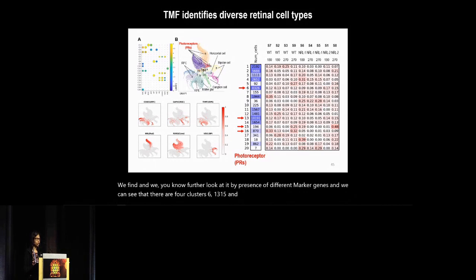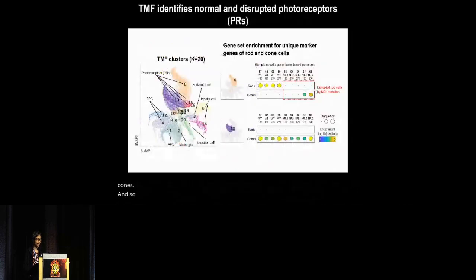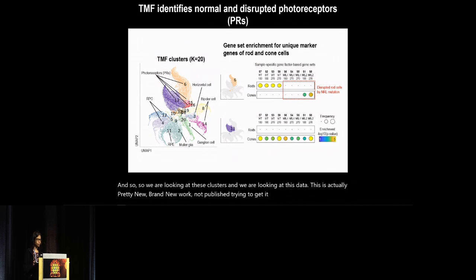We are not sure whether they are actually rod or cone, but some of them have a tendency to be more like rods, some of them more like cones. So we are looking at these clusters and at this data. This is actually brand new work, not published, and we are trying to write it up.